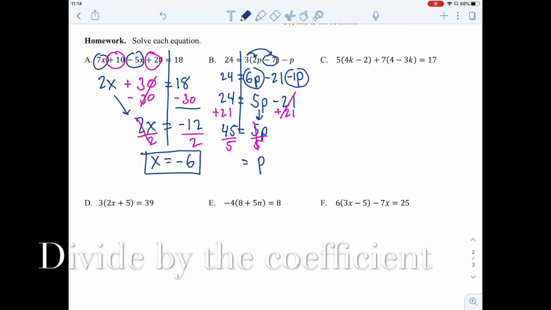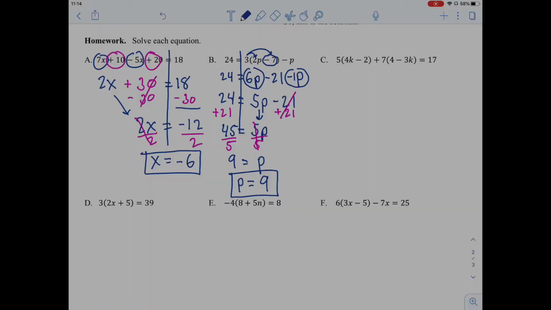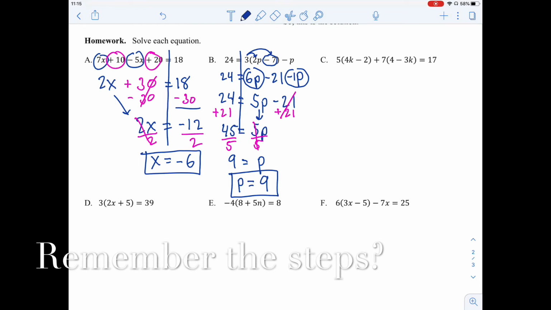And then we end up with just p on the right. 45 divided by 5 is 9. And to make it more proper, we just flip it around. So p is equal to 9, right? So our variable p is equal to 9. Part B. Okay, part C.